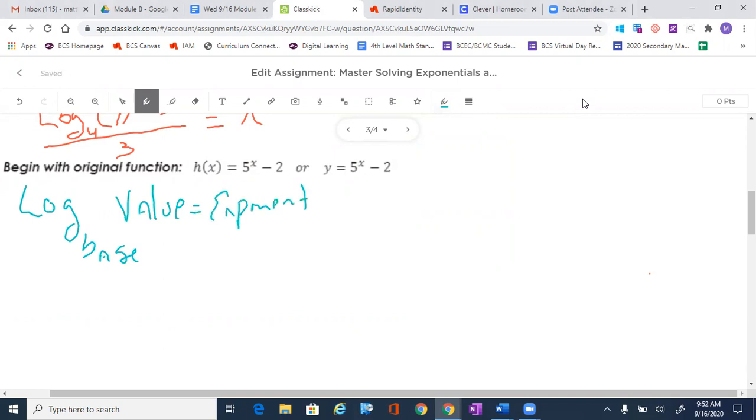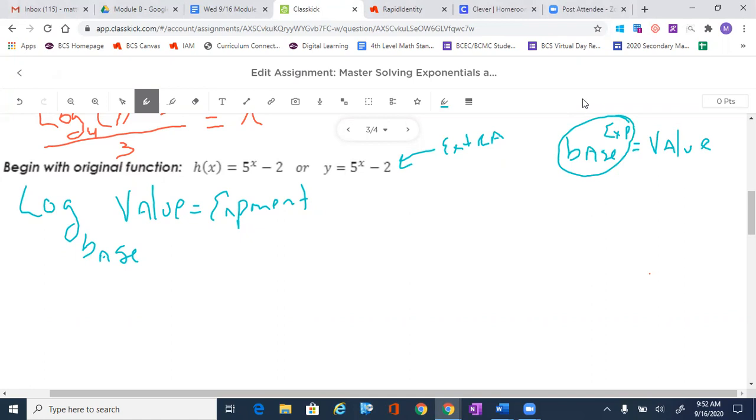In this case, we need to identify some of the parts. It looks like y would be the value, 5 would be the base, x is the exponent, but wait a second, we have this extra. Because we have this extra, it's not really written as base exponent equals value, where we only have this one piece equals a value. So we need to get rid of that minus 2.